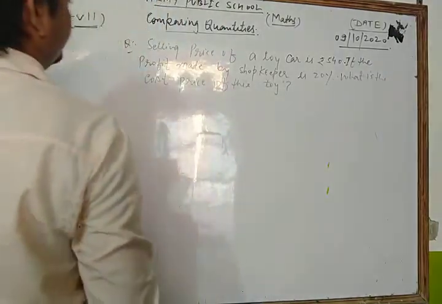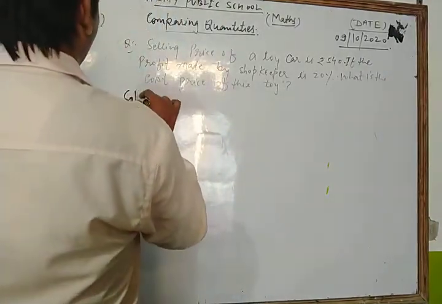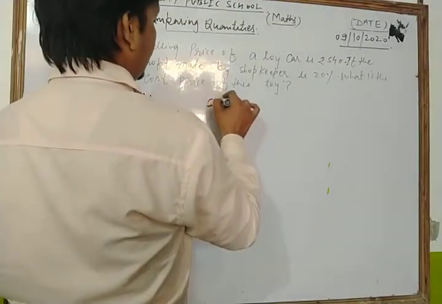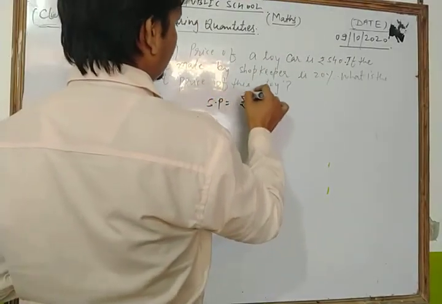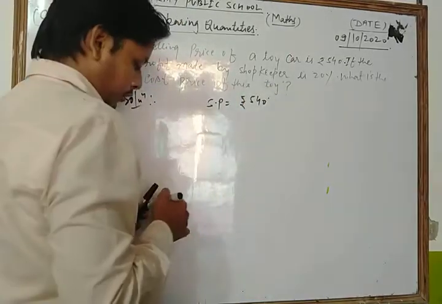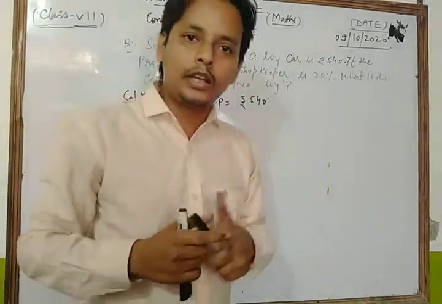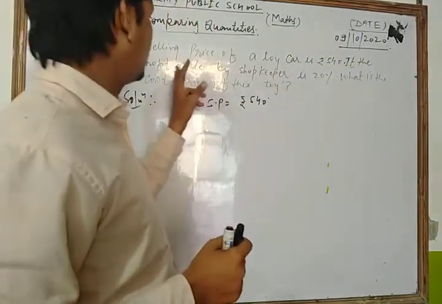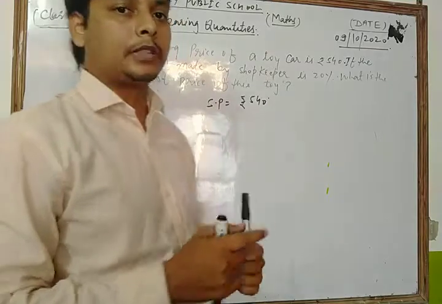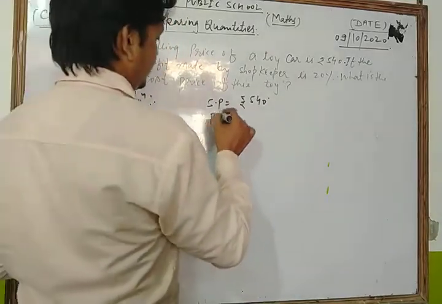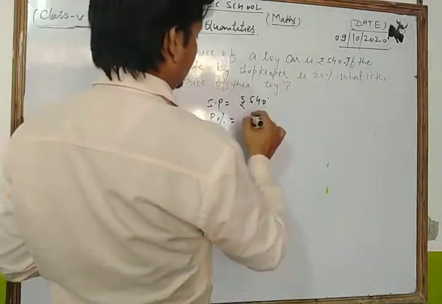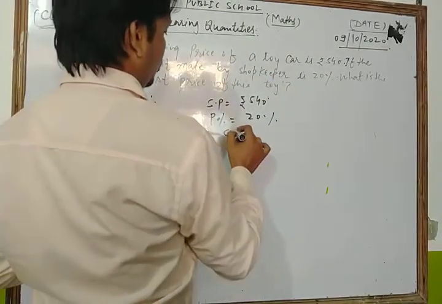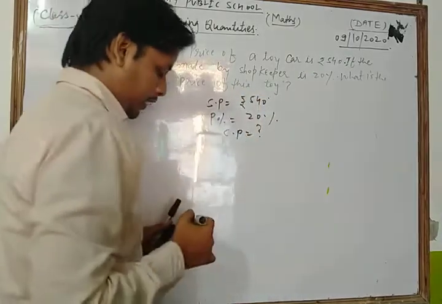Now let's solve it. First of all, what is given? We write: selling price is rupees 540. This is the selling price of the toy car. Now, the profit made by the shopkeeper is 20%, so the profit percent is 20%. We need to find the cost price of this toy car.